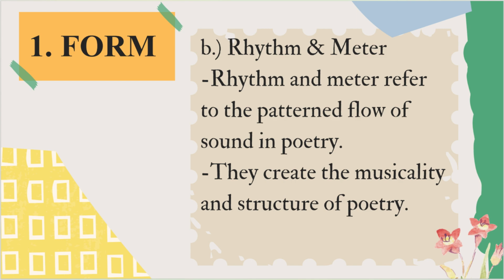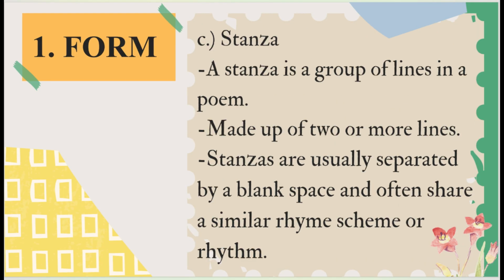Another part of form is rhythm and meter. Rhythm and meter refer to the pattern and flow of sound in poetry. They create the musicality and structure of poetry. Also under form is the stanza. A stanza is a group of lines in a poem. It is made up of 2 or more lines. Stanzas are usually separated by a blank space and often share a similar rhyme scheme or rhythm.